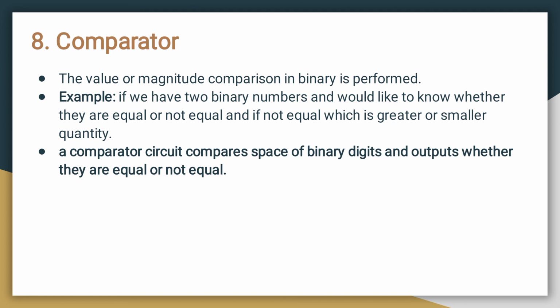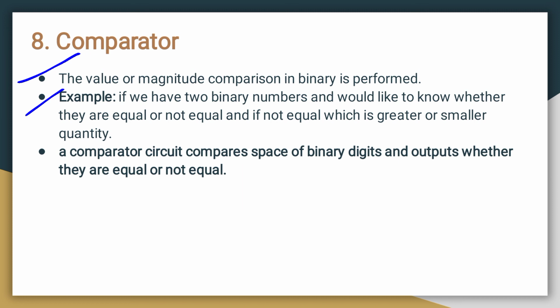We are at the last topic of the combinational circuit, that is comparator. The value or the magnitude comparison in binary is performed. So comparator is nothing but you are going to match the contents. We are going to compare the contents. So is it equal, is it greater, or is it smaller. We have to check the magnitude or the value for comparison. Example, if we have two binary numbers and would like to know whether they are equal or not, and if not equal, which is greater or smaller quantity.